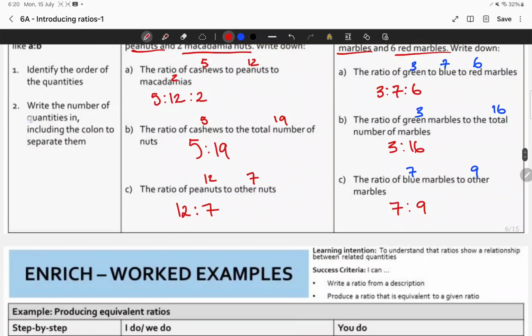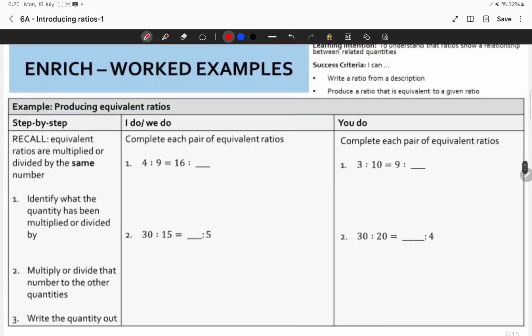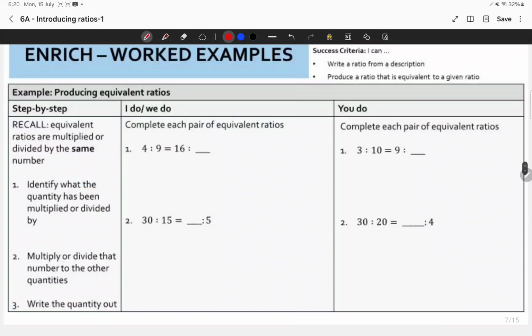Okay, we'll move on to the next worked example. So now we are going to be making equivalent ratios. Very similar again to what we were doing in fractions, right? So equivalent ratios mean that you are going to be multiplying or dividing by the same number. So the step-by-step is identify what the quantity has been divided or multiplied by. So you have to find the number that you already have, and then you find what it's going to be divided or multiplied by.